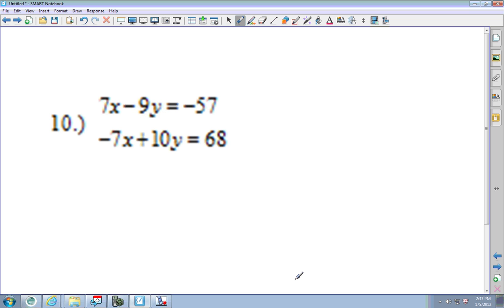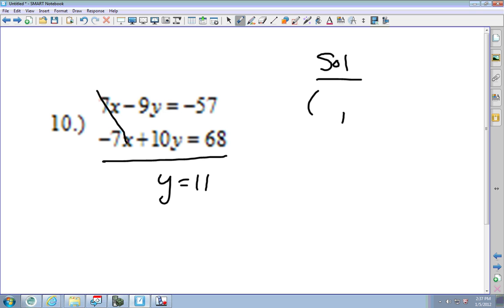The next one, number 10. Well, let's look and see. Is there a letter that automatically eliminates? There sure is, number 10 right here. See, because 7x minus 7x, that makes 0. What about negative 9 plus 10? That's 1y equals negative 57 plus 68 is 11. So I know that my solution, y is 11.